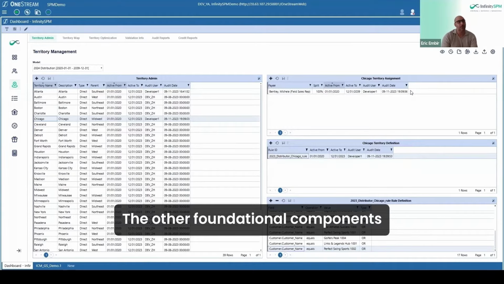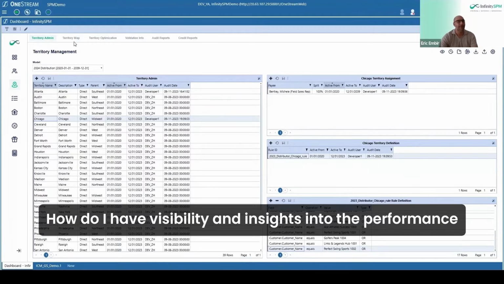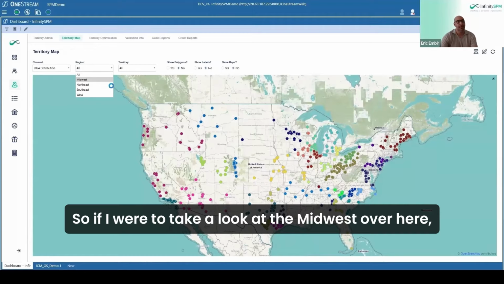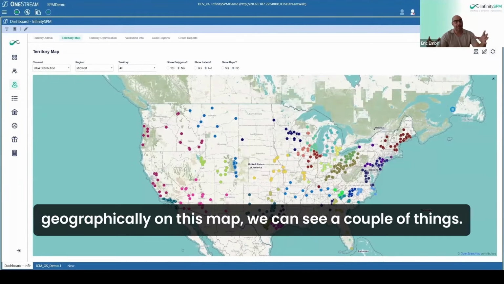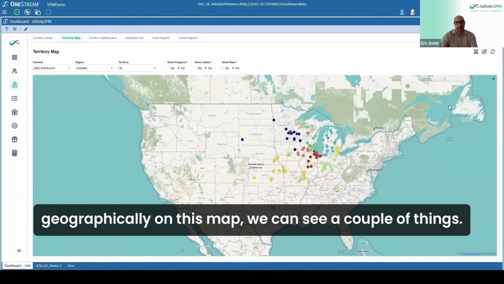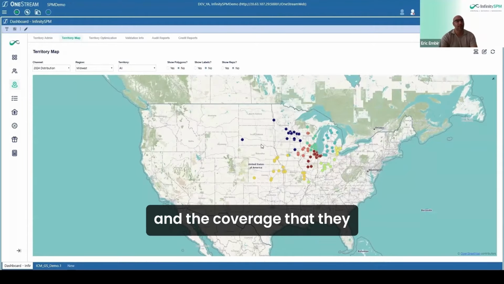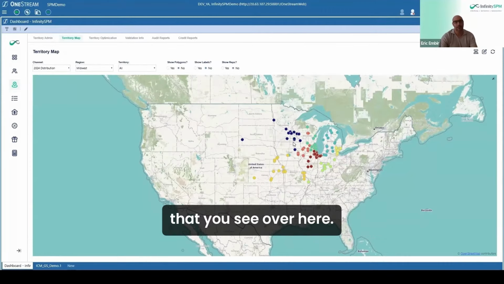The other foundational component of territory management is just around reporting. How do I have visibility and insight into the performance and the market opportunity that exists within my territories? So if I were to take a look at the Midwest over here, we can see a couple of things geographically on this map. One is we could see the span of the territories and the coverage of those territories geographically on the map, and those are delineated by the various colors that you see over here.